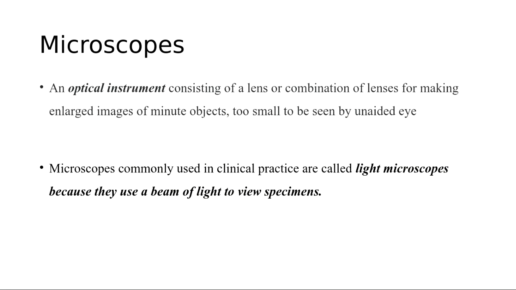Okay, so what is a microscope? It is an optical instrument which has a combination of lenses for making a large image. If you want to magnify the image of minute objects too small to be seen by the naked eye, you use it. The light microscope can be monocular or binocular. Someone asked me whether a mirror is there for monocular as well as binocular. It is called a light microscope because it uses a beam of light to view the specimen.